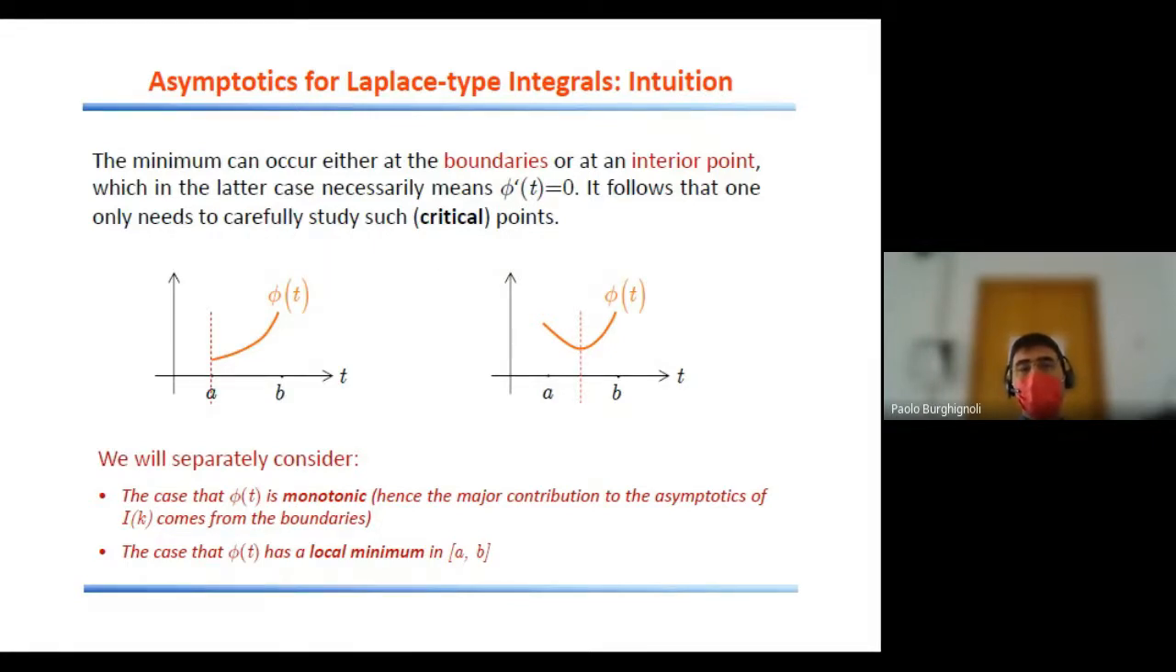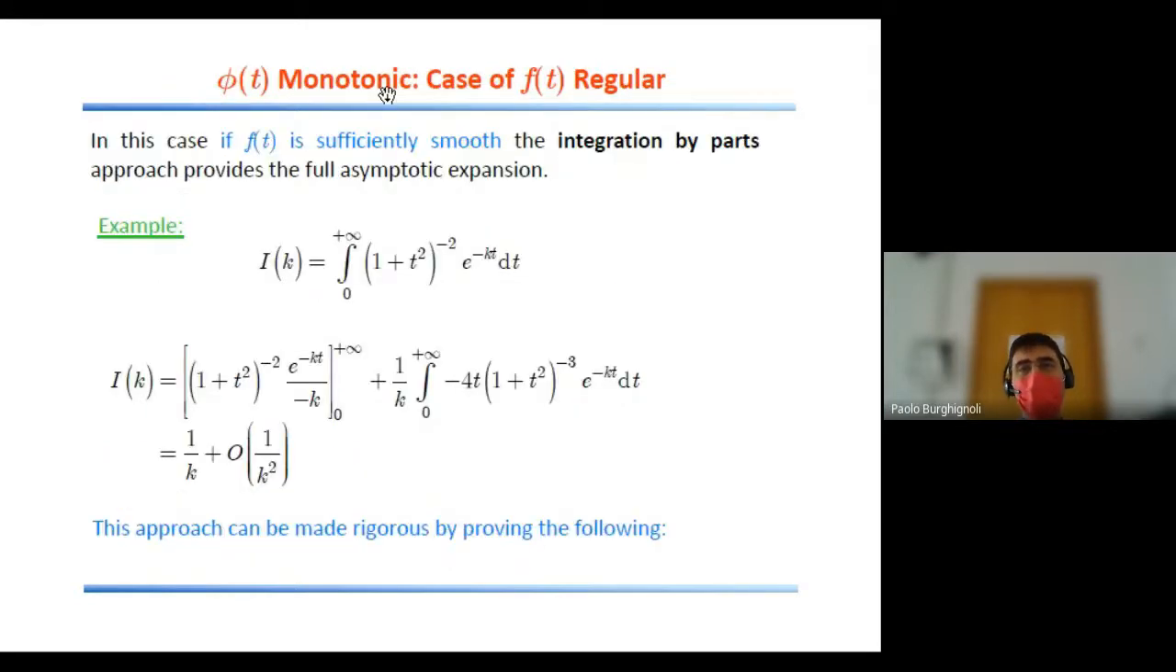The first one is the case in which phi is a monotonic function, and so the dominant asymptotics comes from the boundaries, either the left or the right boundary, depending on the shape of the function phi. And the second case is that in which phi has a local minimum inside the interval from a to b. Then let us start with the first case, the case of a monotonic function phi. And the simplest possibility is that the function f that multiplies the Laplace exponential is a regular function, so it's sufficiently smooth that you can perform integration by parts.